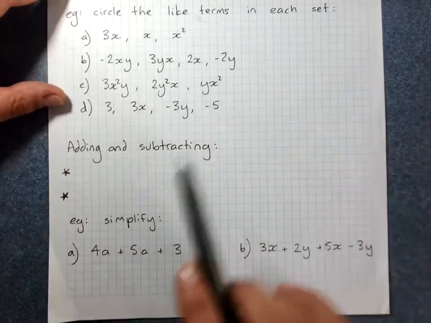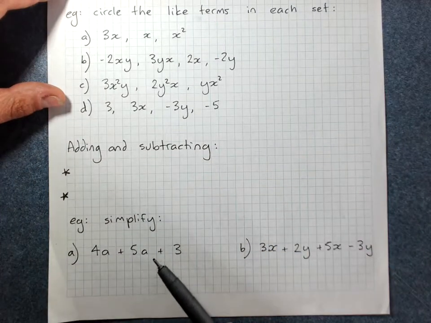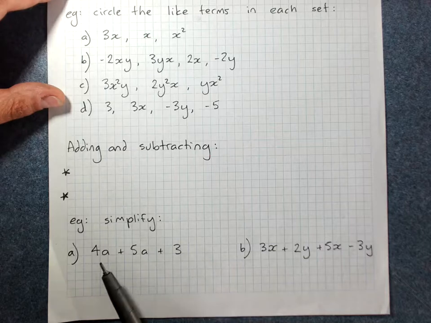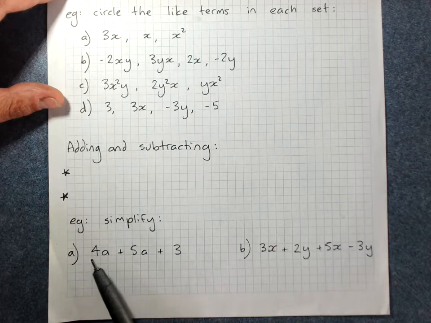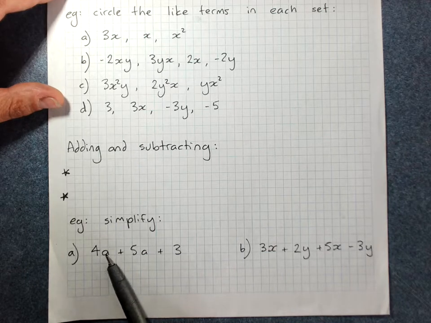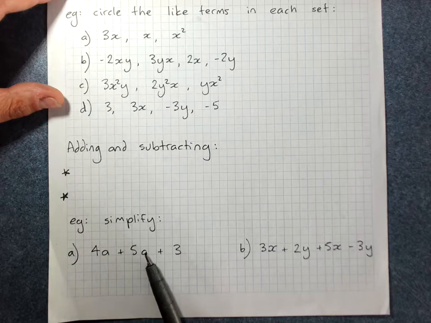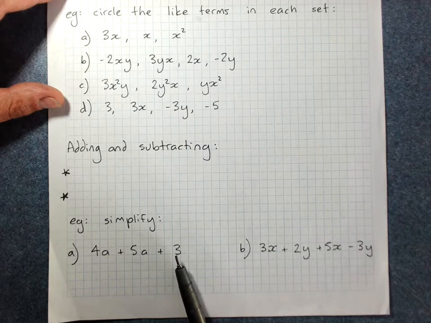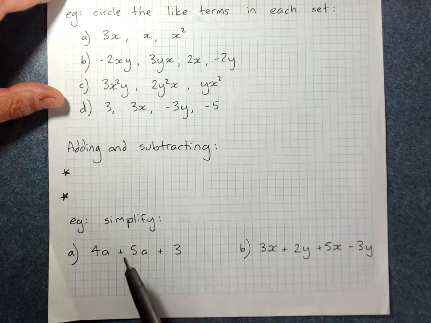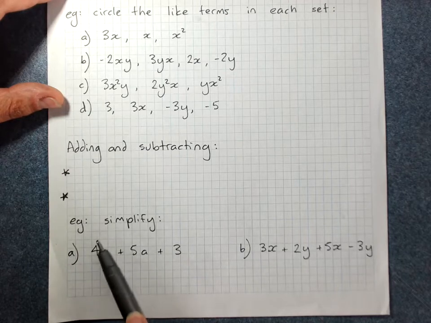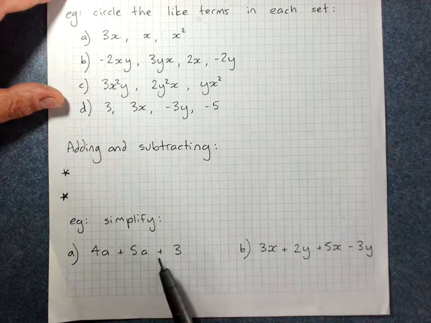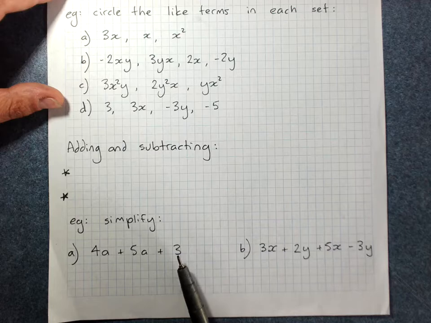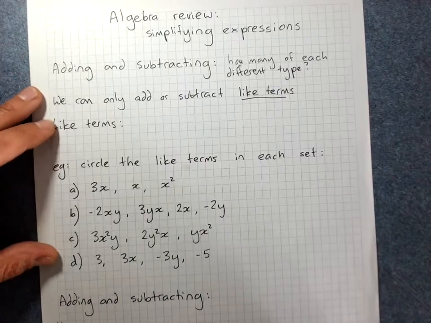Have a look down here. 4a plus 5a plus 3. I don't know what a is. Maybe it's antelopes, maybe it's apples. I don't know. But I've got 4 of whatever they are, and 5 of whatever they are, and I've just got 3 on its own. I can add together the a's, but the 3 isn't an a. Whatever the a is, maybe it's an apple, that 3 is just on its own.